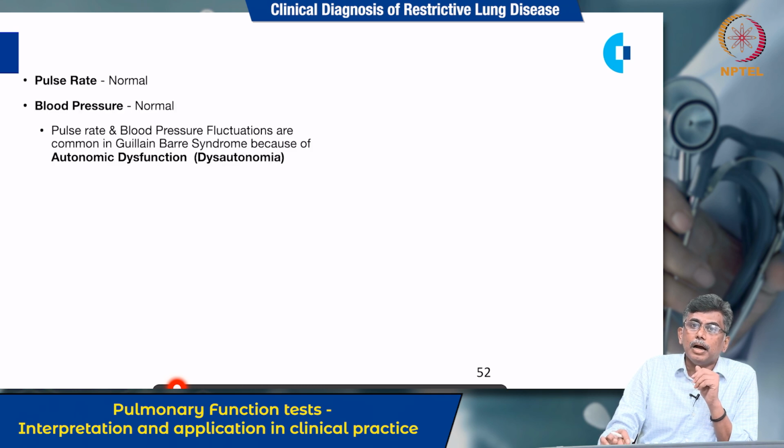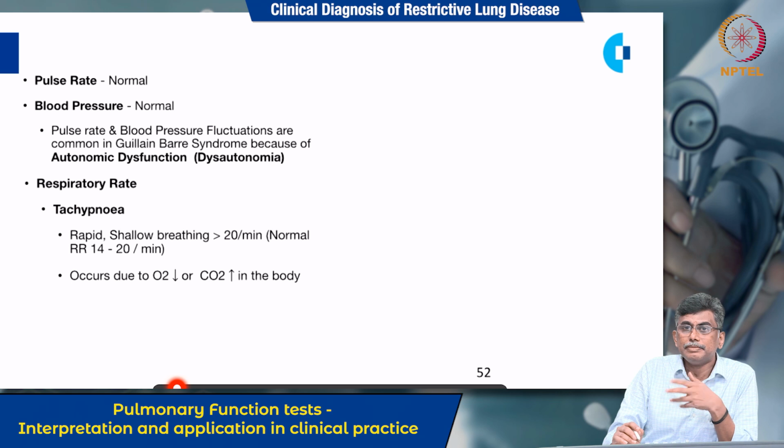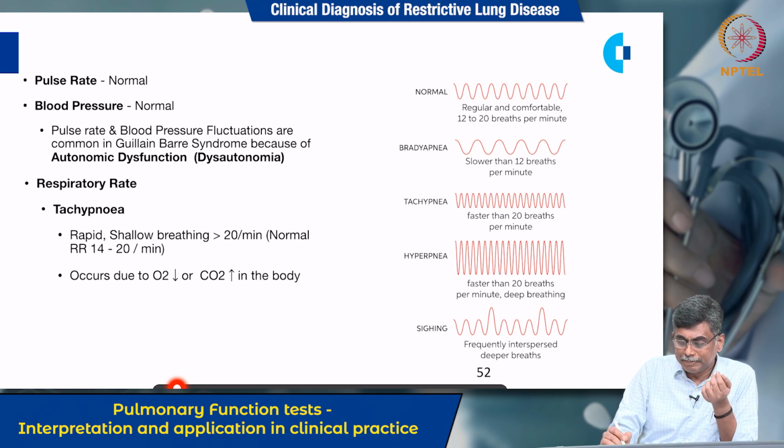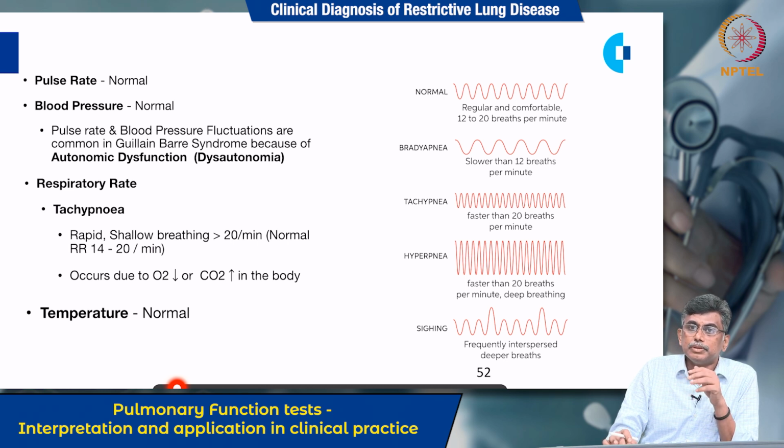Vital signs, generally the pulse and BP are normal, but in Guillain-Barré syndrome, where there can be involvement of the autonomic nervous system, the pulse and BP can have gross fluctuations. This is called dysautonomia. Then the respiratory rate is usually on the higher side. They will be tachypneic, more than 20. A difference between tachypnea and hypopnea is that tachypnea is shallow breathing and hypopnea is deep breathing. Otherwise temperature is normal. These are the vital signs with regards to restrictive lung disease.